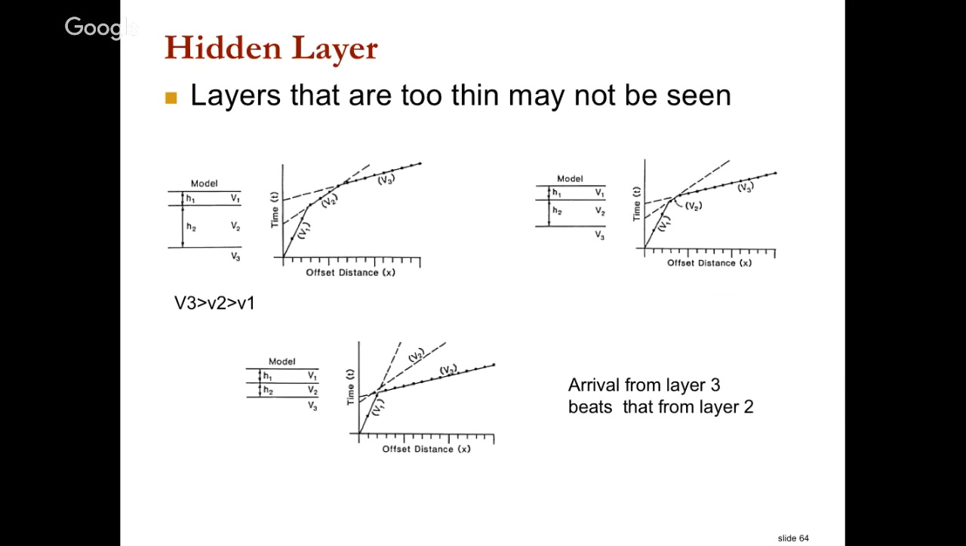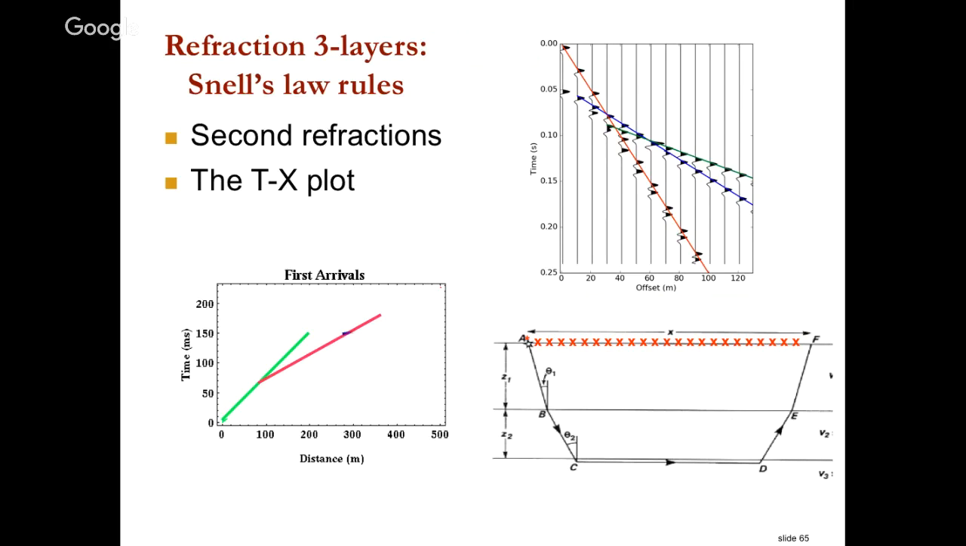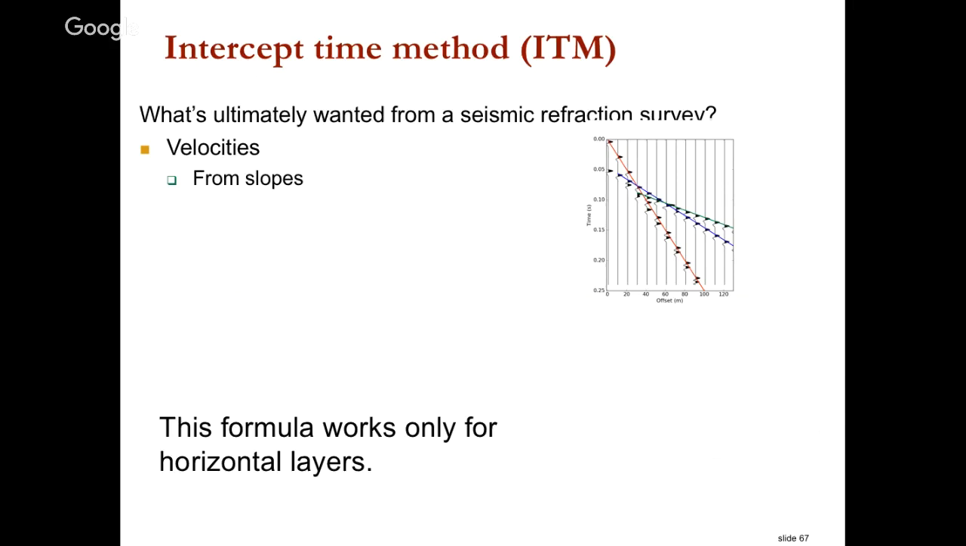So there still is a refraction, but it's not at first arrival. And so if I'm just looking for first arrivals, I just see a B1 and a B3. And so therefore I've got a hidden layer. So I can get a hidden layer either because it's a low velocity zone, never get a refraction, or I can get a hidden layer simply because it's a bit too thin and it cannot manifest itself as a first arrival. We've done all that.